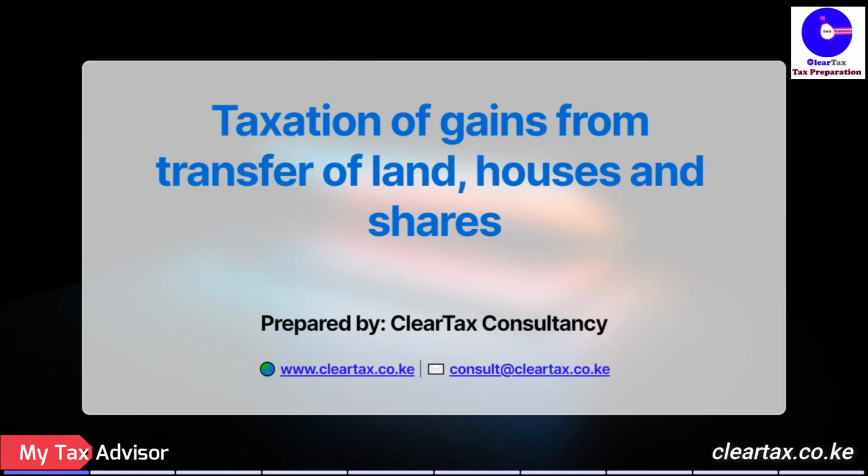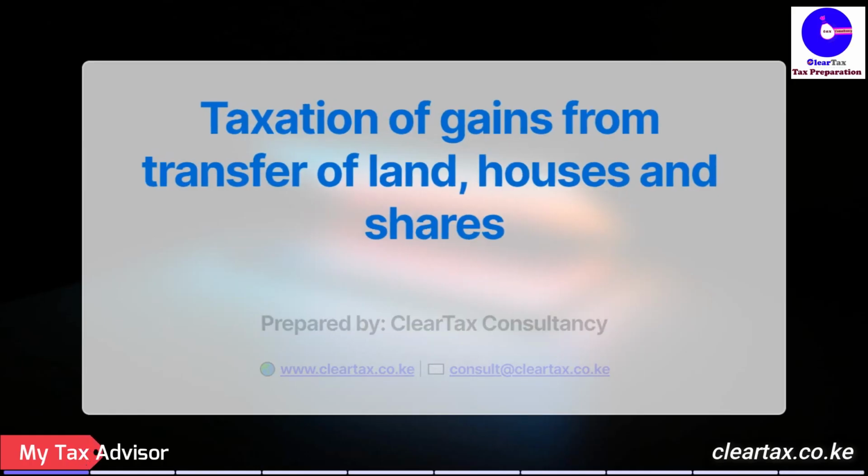So I'll be looking at what transaction constitutes transfer of property, who is eligible to pay this tax, who is not eligible to pay this tax, or who is exempted from paying this tax. And then I'll be showing you a demonstration on how you can accurately compute your capital gain. And at the end, I'll be giving you my parting shots on the tax saving tips that you can use to protect your wealth and to reduce the tax burden. Come along.